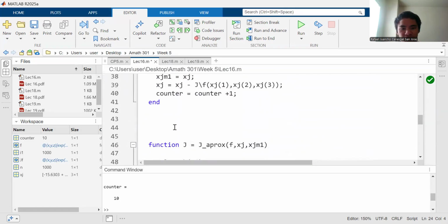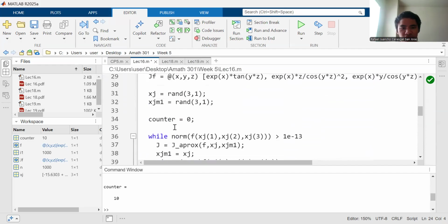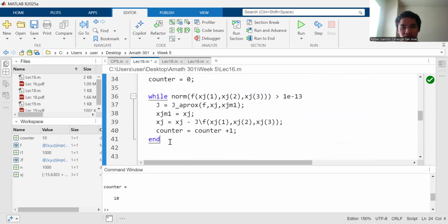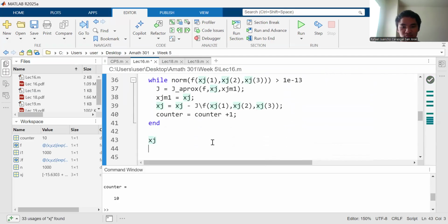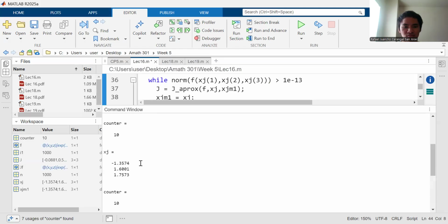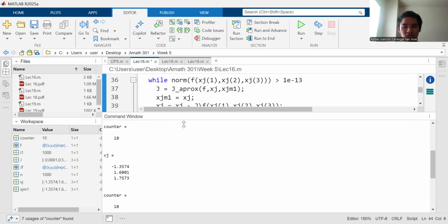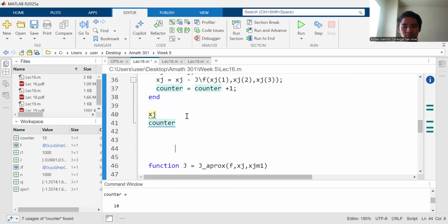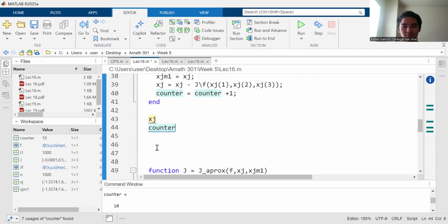What's this? Okay, here I'm gonna just display this counter and then this xj. I'm gonna run this particular section, and here, does it run? Oh, there we go. It ran also for 10 times. Here's the approximate solution. So yeah.